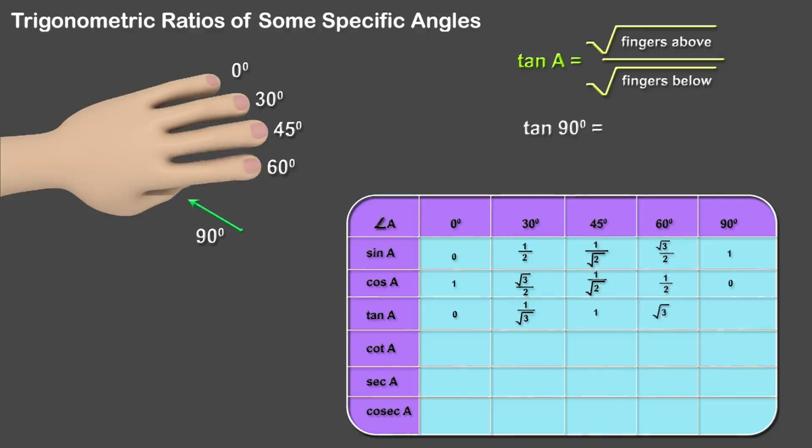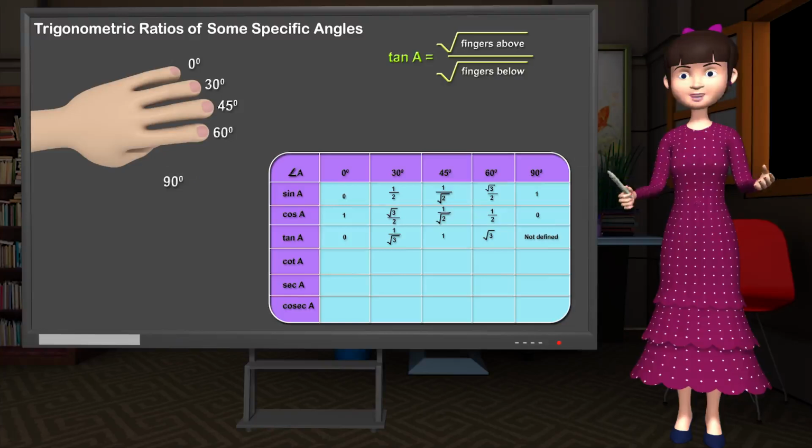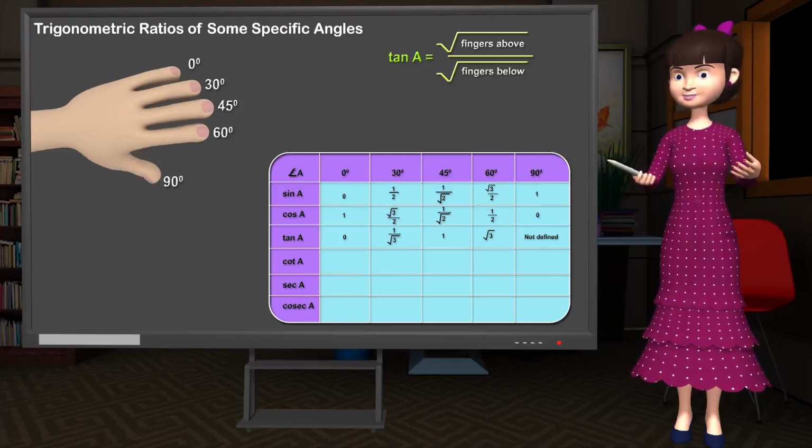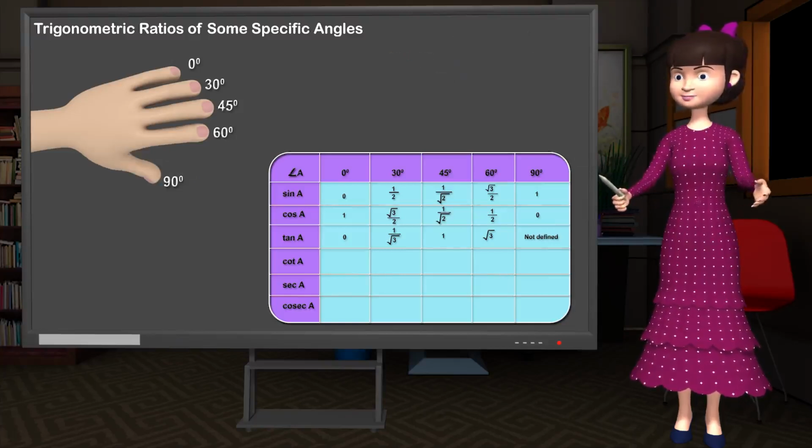For tan 90, the fingers above the thumb are 4 and below are 0. So the value is under root 4 by 0. We know if the denominator is 0, the fraction is not defined. So tan 90 is not defined. We can find the tan values by taking sine by cos values also.